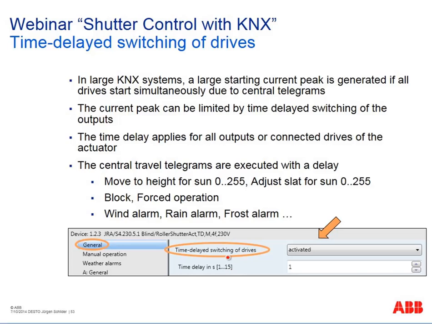And you can do it with 15 steps here. So practically you will create groups of drives and run this group of drives a bit delayed, and on the other facade maybe another 2 seconds later, and so on, resulting in a delayed or not an existing power peak in your installation. For local operation, of course, still immediate reaction if you press your button in the room, so you don't worry, you will not have any delay in this case. But only you see here for some central travel telegrams like wind alarm, like forced operation. We come to this a bit later. Quite nice function.